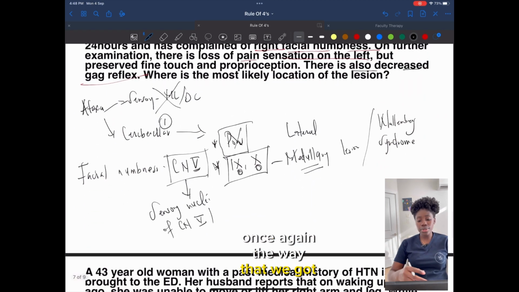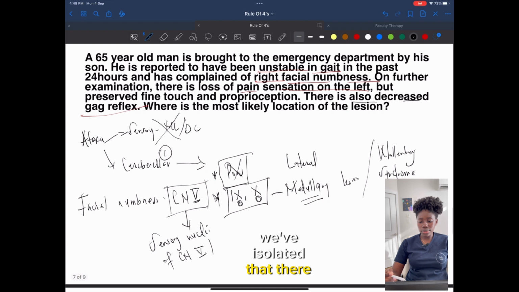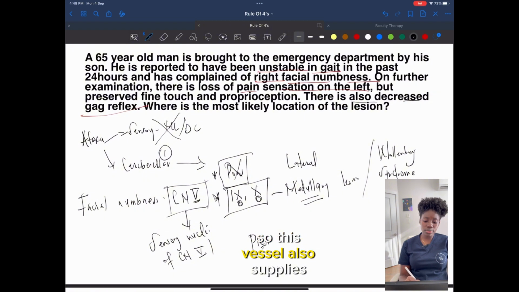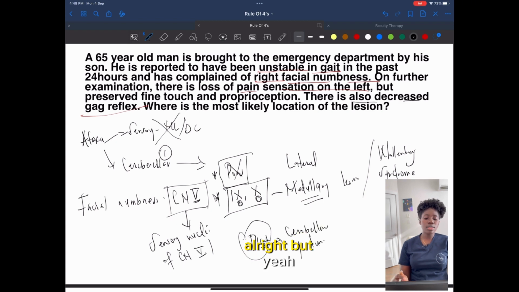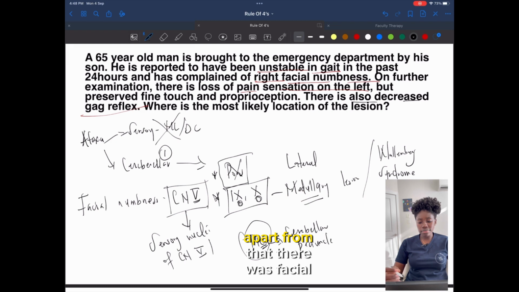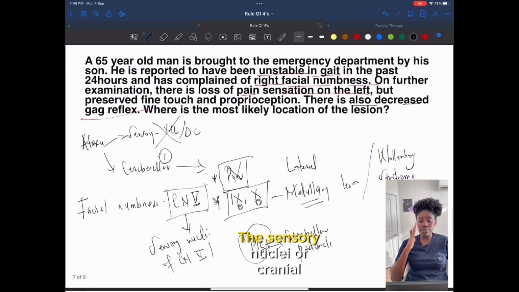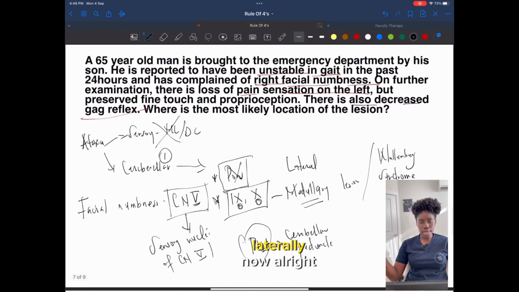Once again, the way that we got here is we isolated that there was a cerebellar problem, and if you look here in the name PICA, C is cerebellar. So this vessel also supplies part of the cerebellar peduncle, and that's why this patient had ataxia. All right, but apart from that, there was facial numbness, and we said facial numbness is a cranial nerve 5 issue, and the sensory nuclei of cranial nerve 5 is on the lateral side. So we're thinking more laterally now.